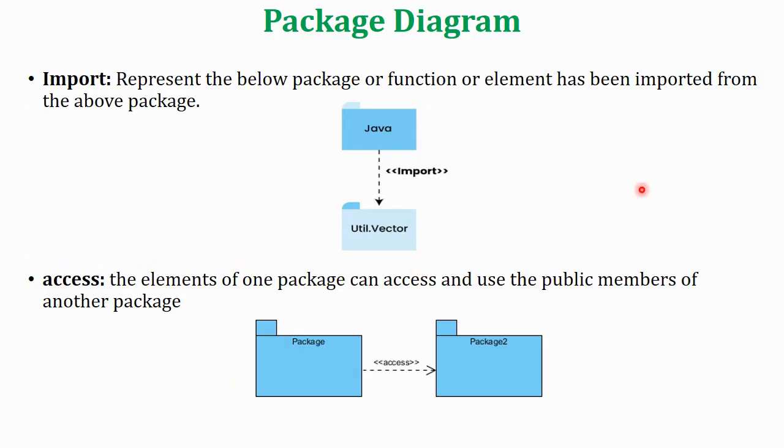And next one is the import. It represents that the below package or function or element has been imported from the above package. So see here, this is one of the packages, java, and then this is an import. Then one more package is util.vector. And next one is the access. The elements of one package can access and use the public members of another package. So one package is used to access another package.